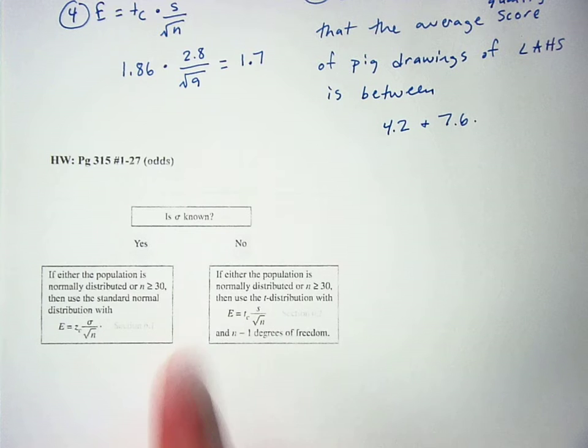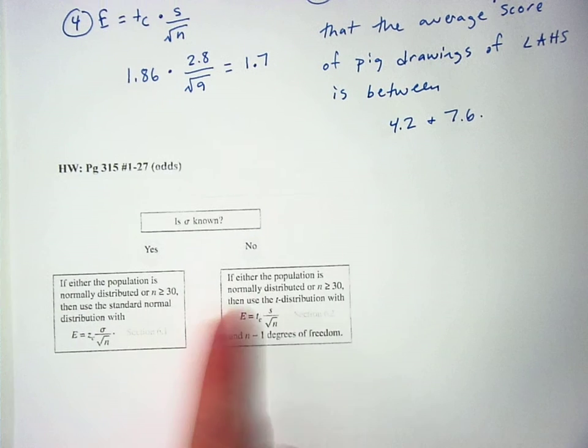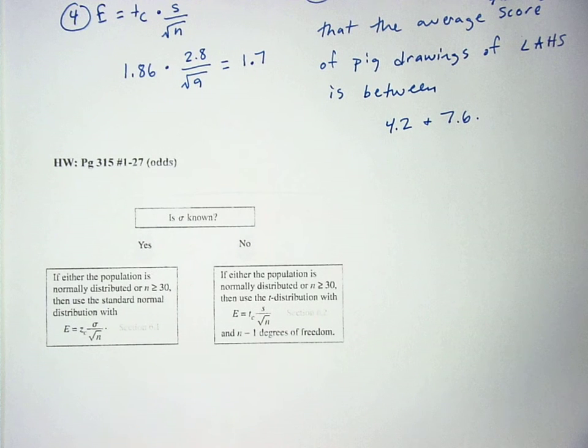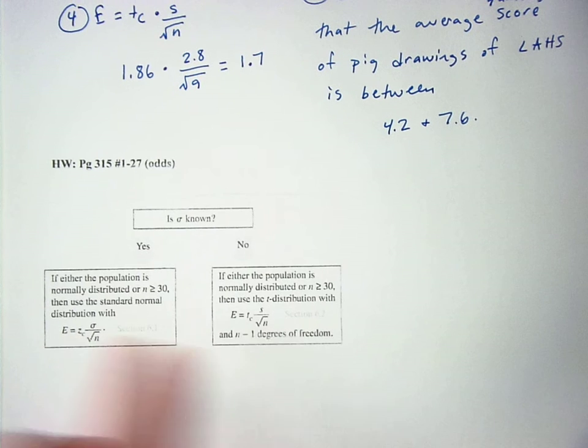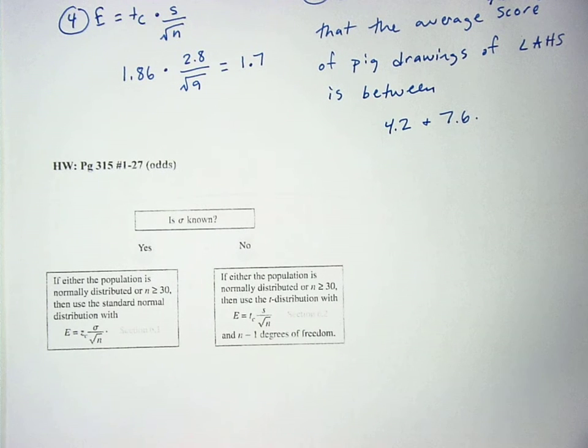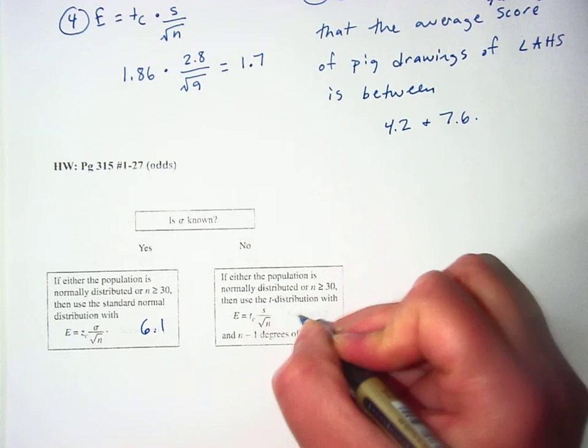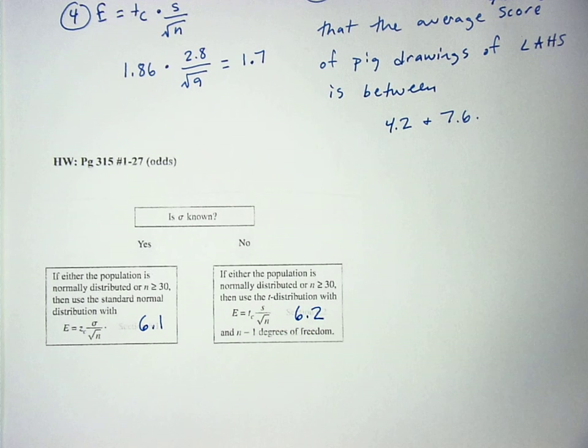Okay, there's a nice little flow chart down here that only has 2 things in it. It's basically the only question between using the Z sub C, which is section 6.1, and the T sub C, which is 6.2. The only difference is whether you know sigma or not.